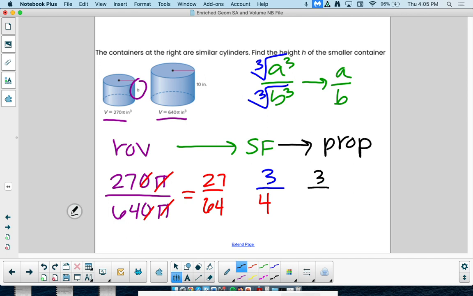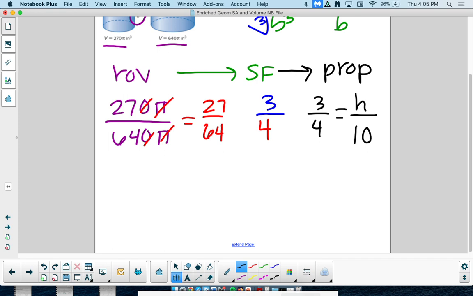So we'll have 3 over 4 equals, we don't know what h is on the small one, over 10. Now we simply cross multiply. So 4h equals 30. Divide out, h is 7.5 inches. Just inches, because it's linear.